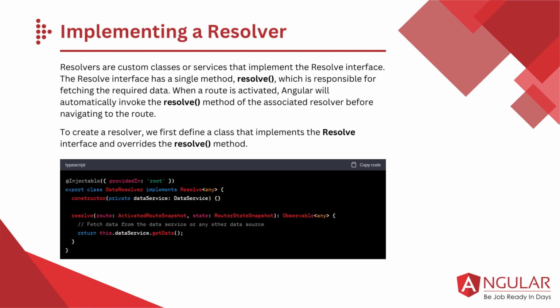2. Implementing a resolver. To create a resolver, we first define a class that implements the Resolve interface and overrides the resolve method. In this example, we created a resolver named DataResolver, which depends on a data service to fetch the required data. The resolve method returns an observable that emits the data.